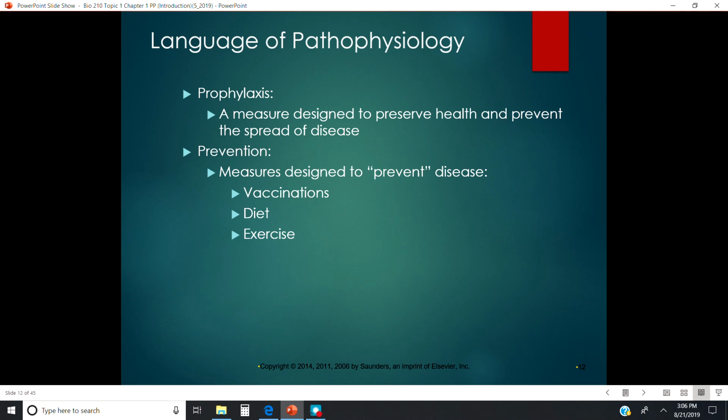Prevention is, or are, measures designed to overall prevent a disease. Things like vaccinations, right? Getting certain immunizations. Diet, again, a diet that's low in fats, high in fish, high in vegetables, will help to prevent getting heart disease, coronary artery disease, that type of thing. Exercise is also just awesome as far as helping to prevent some of these diseases. Okay, so prophylaxis helps to prevent the spread of a disease. Prevention helps somebody from actually getting the disease if possible.